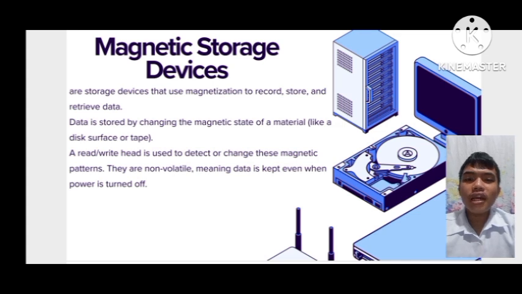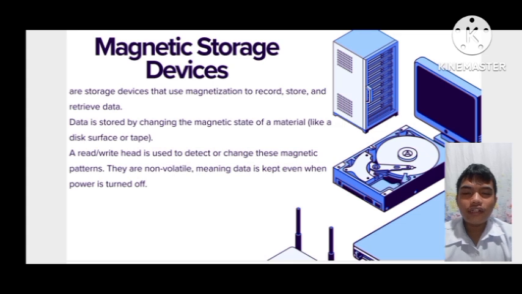So, magnetic storage devices are types of data storage that use a magnetic field to store information. These devices record data by magnetizing tiny areas on a surface like a disc or tape in different directions to represent binary data. A read-write head is used to detect or change these magnetic patterns. They are non-volatile, meaning data is kept even when power is turned off.